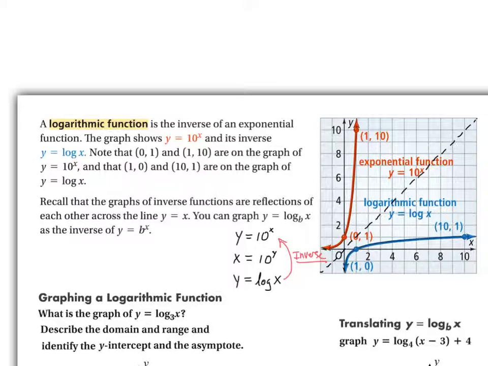So, logarithmic functions, they're inverses of exponential functions. That tells us then where the asymptote goes. And now it is going to be the reflection of the x-axis, which is the y-axis.